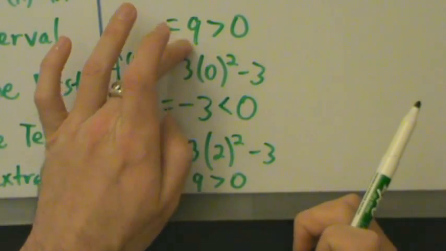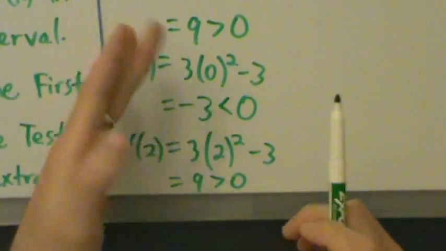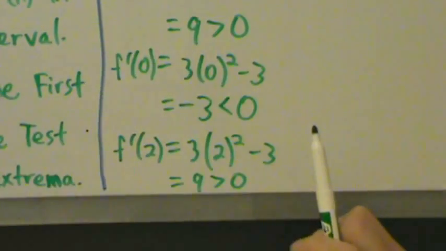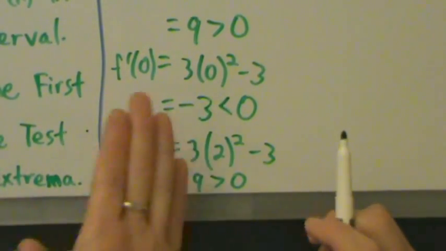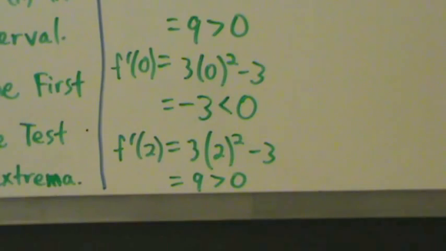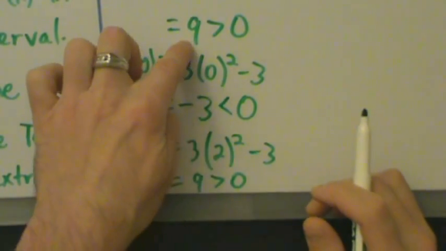So 9 means the function's increasing, with a rate of 9 at this one particular point. But we'll talk more about that when we get to some physical applications. But anyway, there's no significance to this number other than the fact that it's positive.